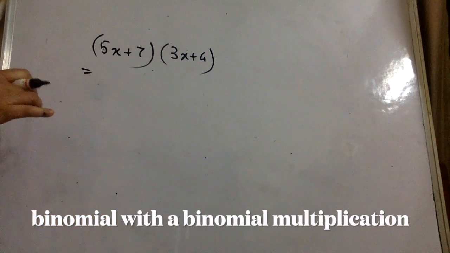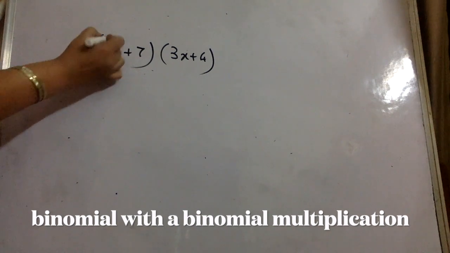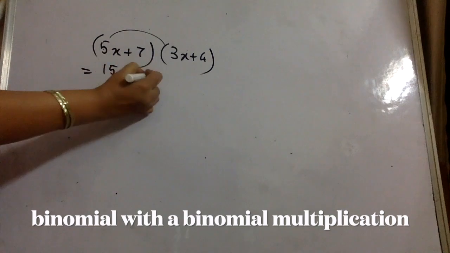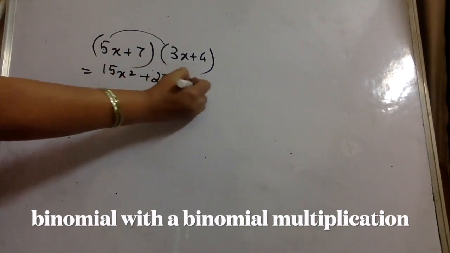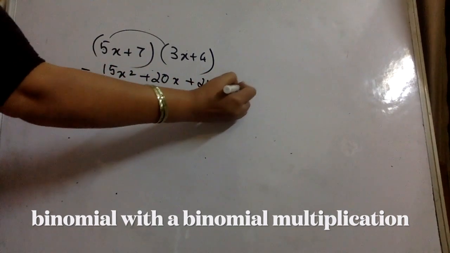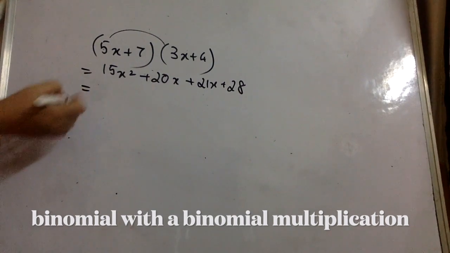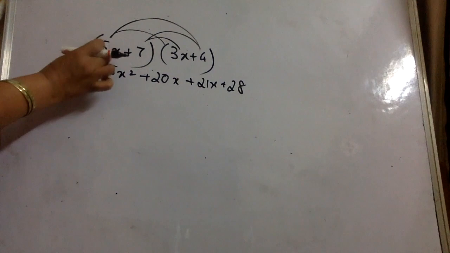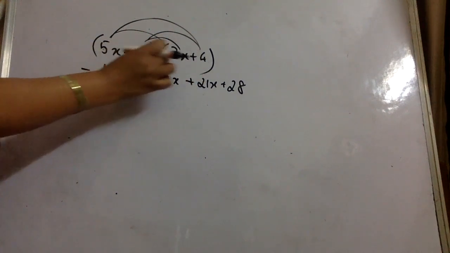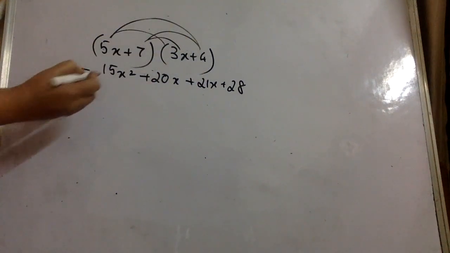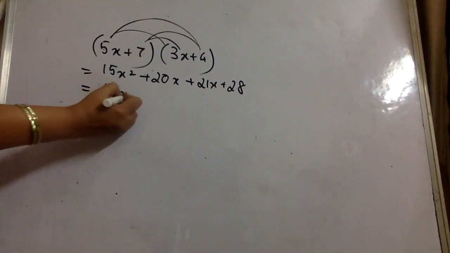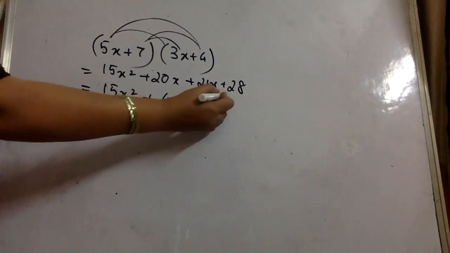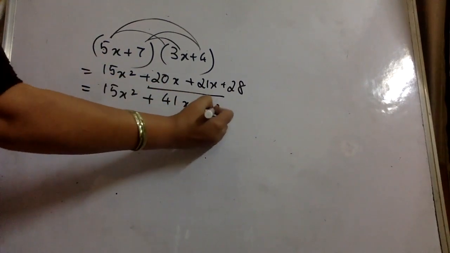terms. So here this with this is 15x square and this one with this is plus 20x plus 21x plus 28. So I have multiplied like this and this with this. So this one with these two. That comes to 15x square plus 41x, these two are like, so I have added, plus 28.